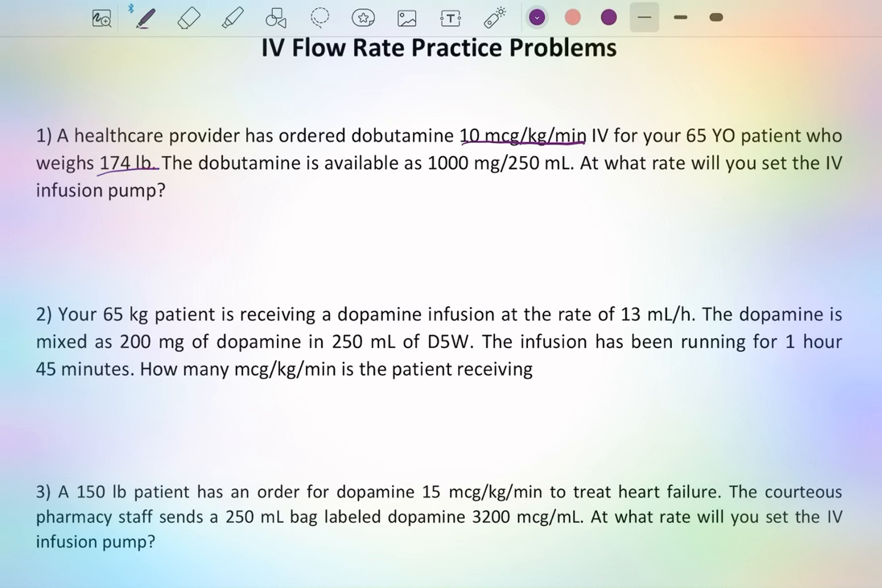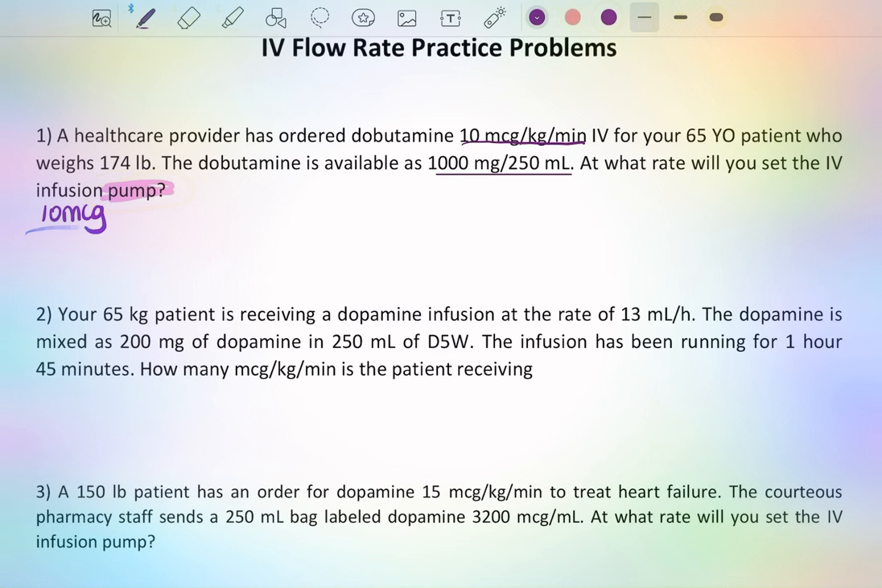So it says that a healthcare provider has ordered dobutamine 10 microgram per kilogram per minute via IV for a 65-year-old patient who weighs 174 pounds. The dobutamine is available in 1,000 milligram per 250 milliliter. Now they're asking, at what rate would you set the IV infusion pump? Because it's an IV infusion pump, we're going to need the answer to be in milliliter per hour.